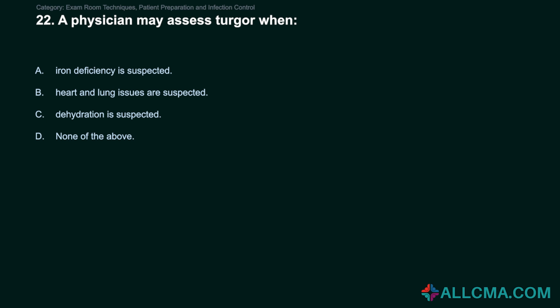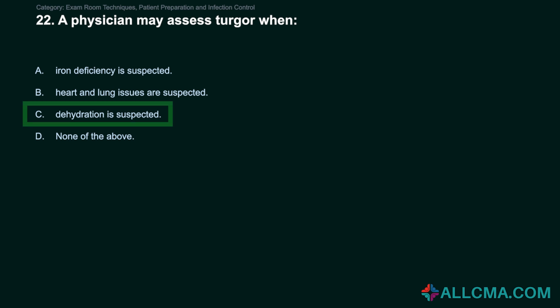22. A physician may assess turgor when A. Iron deficiency is suspected. B. Heart and lung issues are suspected. C. Dehydration is suspected. D. None of the above. Correct answer: C.